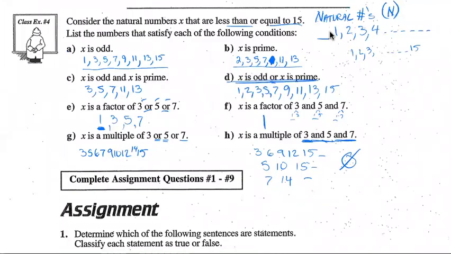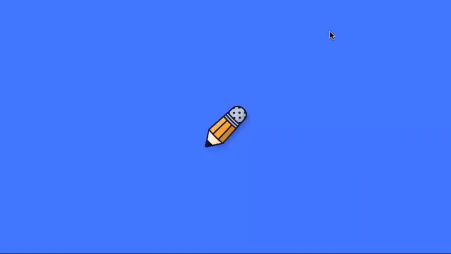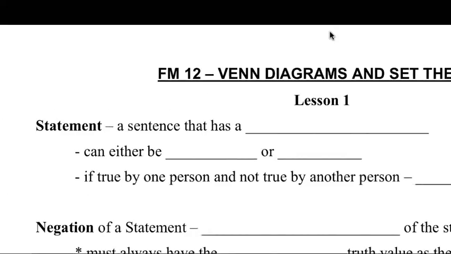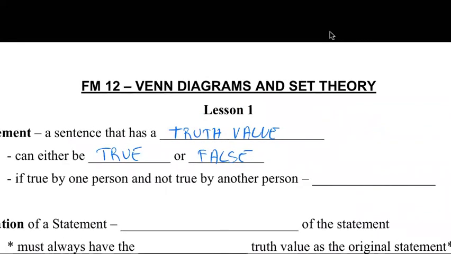So now you should be able to take a stab at those questions. But before that, like I'd mentioned, for each lesson I'm going to do a little bit of a review of the terminology that we picked up through this lesson. Okay. So we learned about statements. A statement is a sentence that has what we call a truth value. It can either be true or false. If it's true by one person and not true by another person, that is not a statement. It is called an opinion.